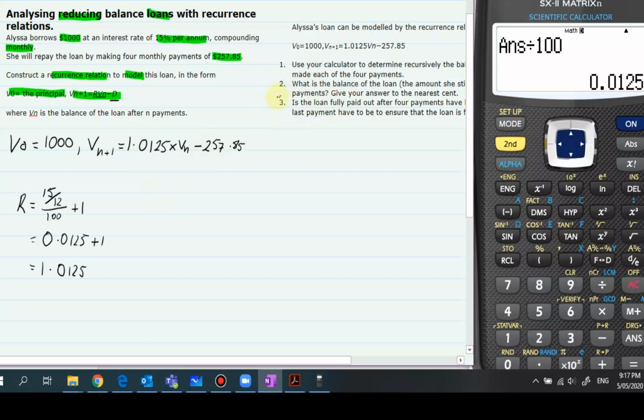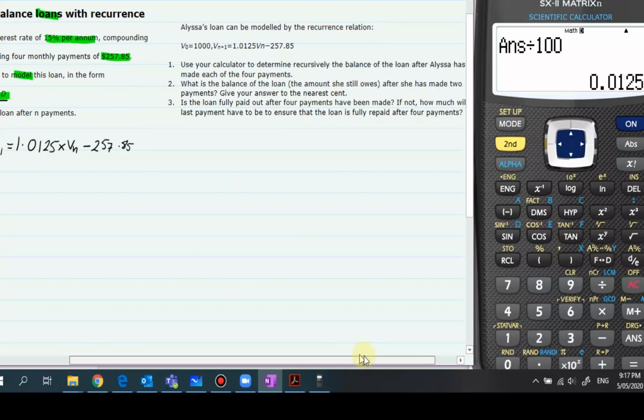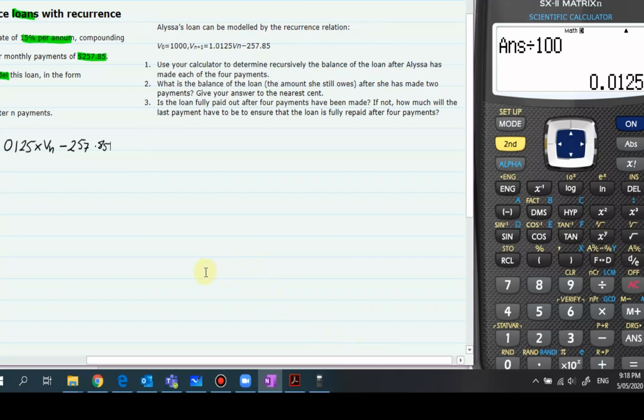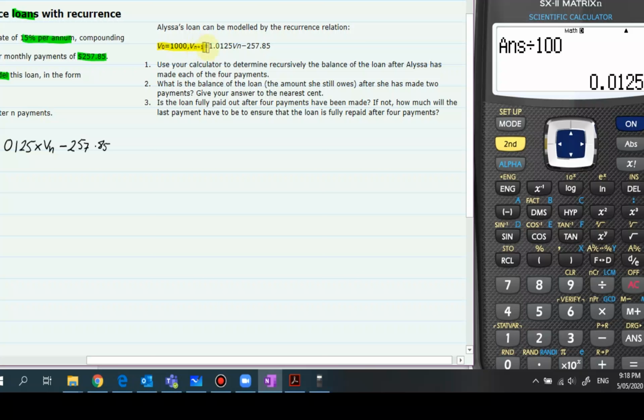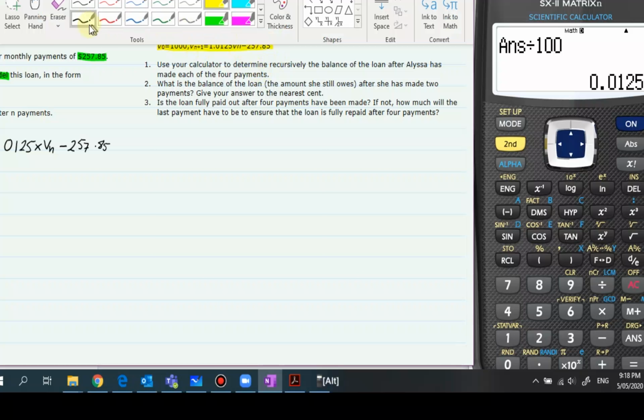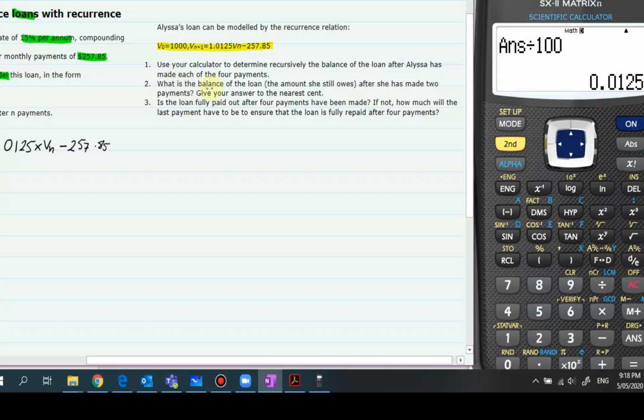Now, some of you might have spied on the other side of the screen that there is an answer there for us anyway. But the extension to this is over here. We've got our recurrence relation stated up the top. That's what we just came up with. So use a calculator to determine recursively the balance of the loan after Alyssa has made each of the 4 repayments. All right, so with this, we can first off clear it.